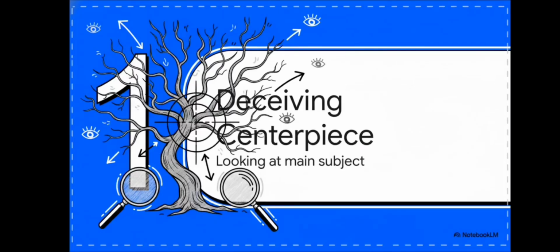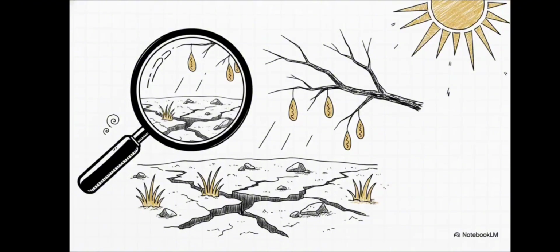All right, let's jump straight into section 1, the deceiving centerpiece, where we really focus in on our main subject. Just look at the sheer amount of environmental evidence jumping out at us right from the foreground. Whenever you're doing visual analysis, you always want to start by focusing on the most prominent feature taking up real estate in the frame. Here, our eye goes straight to that massive, spindly tree standing right in the center.